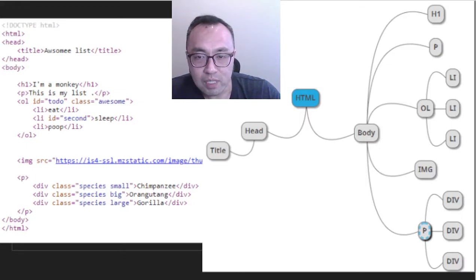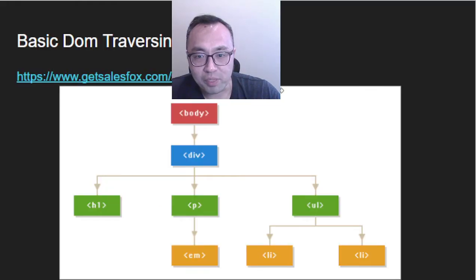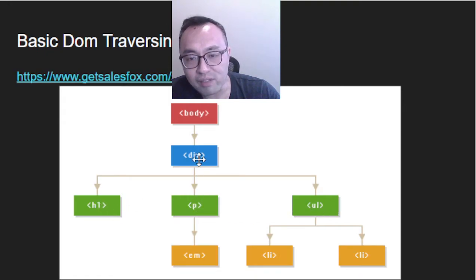So there's a couple of things that you have to understand. I told you about the child relationship, and one thing I forgot to mention: the H1, P, and the UL, they are siblings of each other, okay? So you can reference these, but P is a sibling of H1 and UL. P is also the child of div, and P is also the parent of EM, okay? So that's the traversal relationship thing.